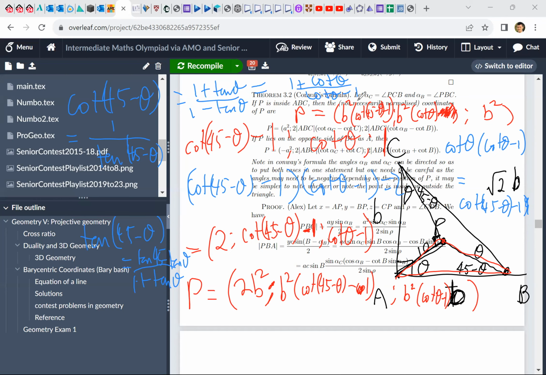So which one do you want to solve first? The left one or the right one? Rihanna, do you want to solve this one or do you want to solve this one? Probably end up the same. I feel like the 2-1 seems more doable given that identity. Okay. Because you get cot 45 minus theta, you automatically just get that.